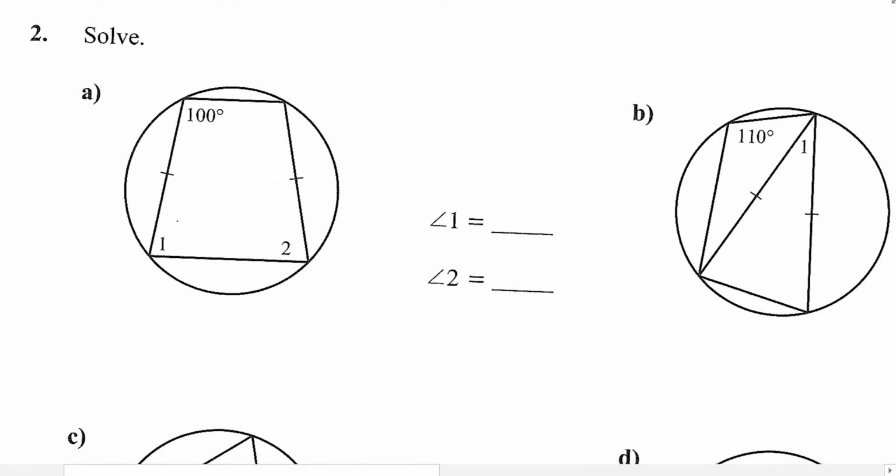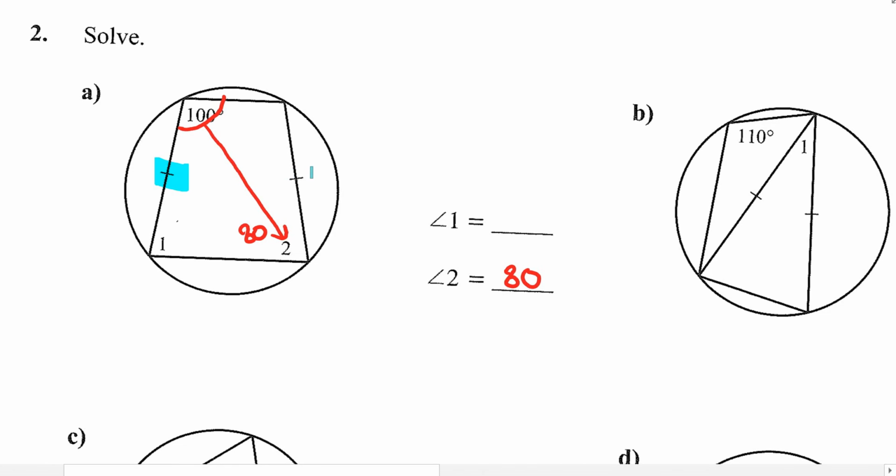All right, question number 2. Now we're dealing with quadrilaterals, 4-sided shapes inscribed inside of a circle. So if this is 100 degrees, I know the opposite angle has to be 80 degrees, because opposite angles have to add up to 180. So angle number 2 is a little bit easier to find, that's just 80 degrees.